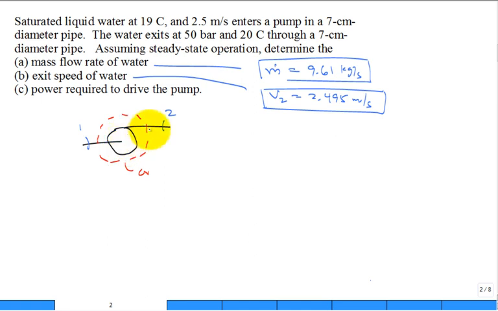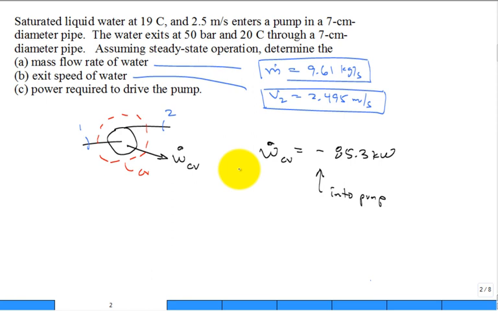But because we're new, we want to stay with the sign convention in the first law, draw W out of the control volume. You're saying, hey, the pump's not producing any power. It's consuming power. I know. But when you do that, you calculate that the power is negative 85.3 kilowatts. The negative sign indicates it's into the pump. It's the opposite direction of what was sketched for the control volume.